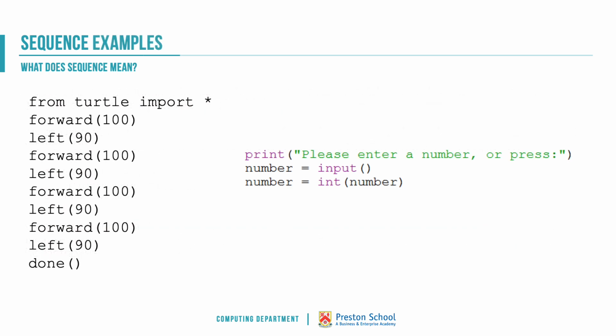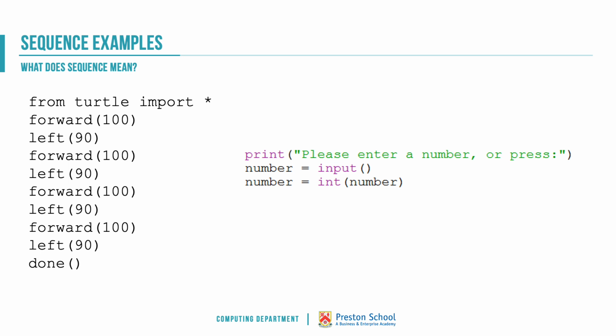So if we look at these two examples, these lines of code always happen. The code on the left is to draw a square in Turtle. Now, if we want to draw a square, we go forward, left, forward, left, forward, left, forward, left. If we want to draw a square, we always do that. We always repeat that in the same way.